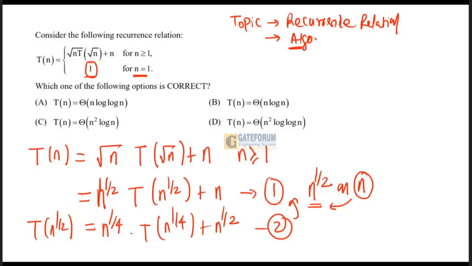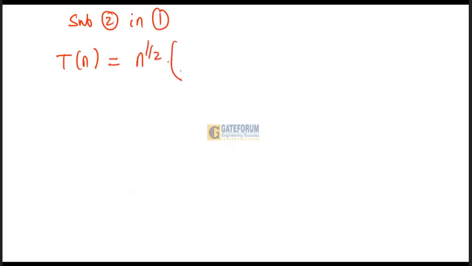Now what I need to do? Now again I will substitute equation 2 in equation 1. So if I again substitute equation number 2 in equation number 1, I will get the following equation, that is T(n) equal to n^(1/2), and thereafter n^(1/4) into T of n^(1/4) plus n^(1/2), closing bracket, plus n.